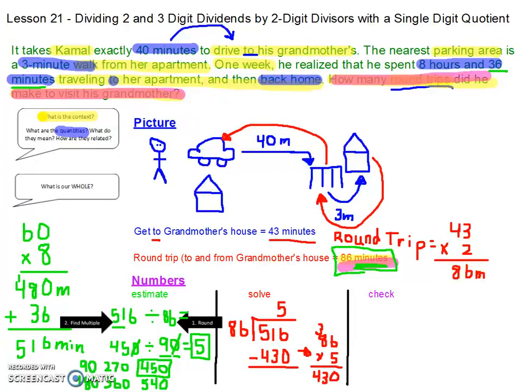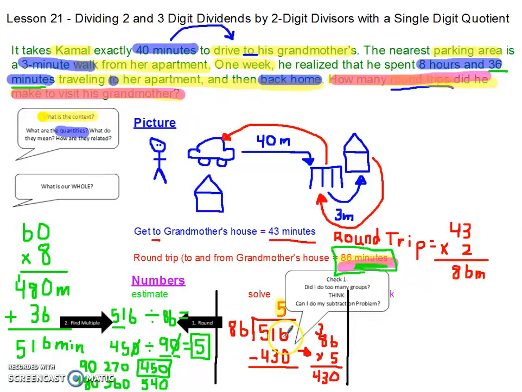Now, this is where I do my first check to make sure that I didn't overestimate my first group number. So your check 1 is, did I do too many groups? Is my 5 too many groups? And what you're really thinking is, can I do my subtraction problem? Can I do 516 take away 430? I can, because 516 is more than 430, so I didn't do too many groups.